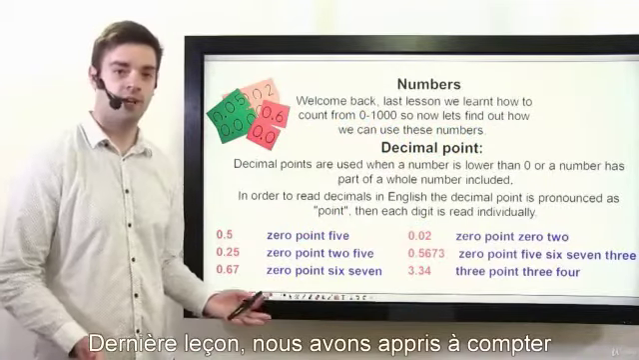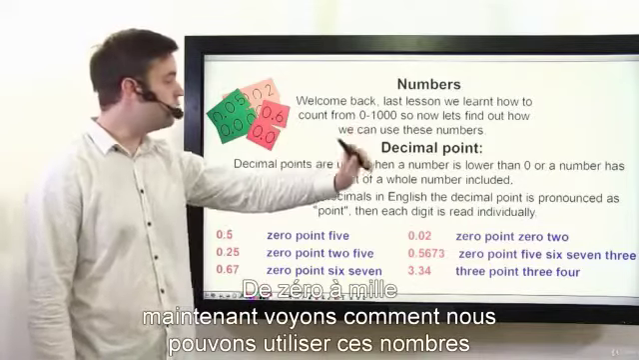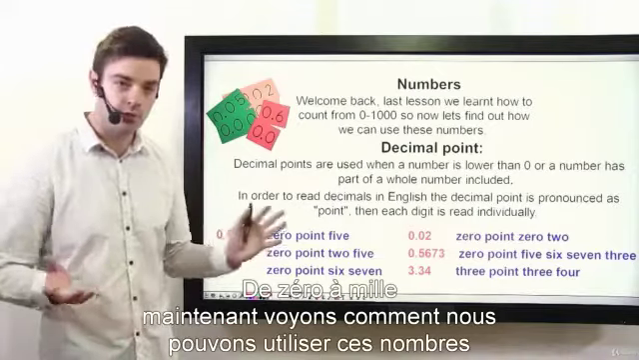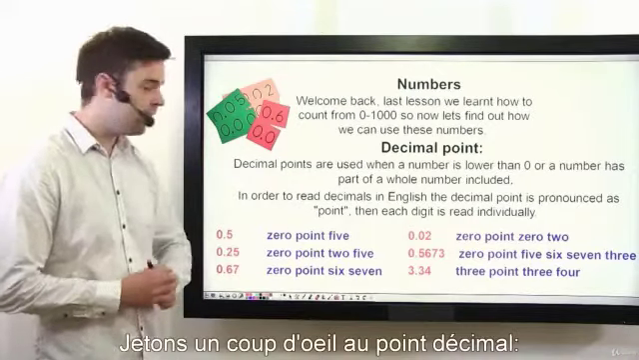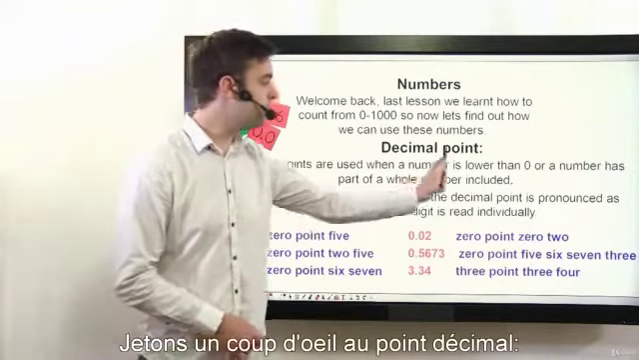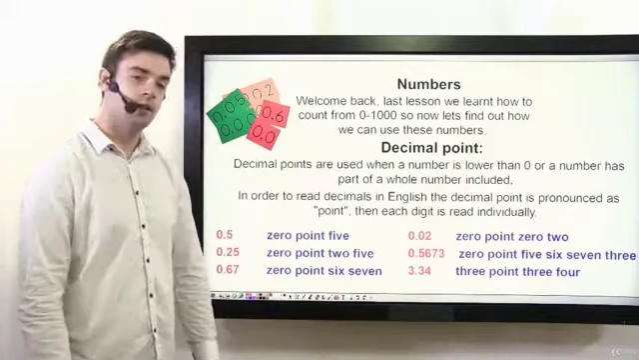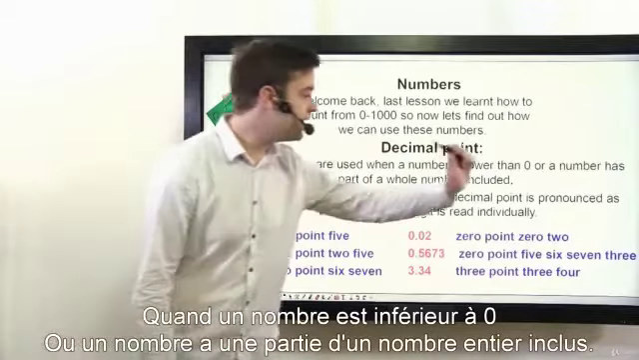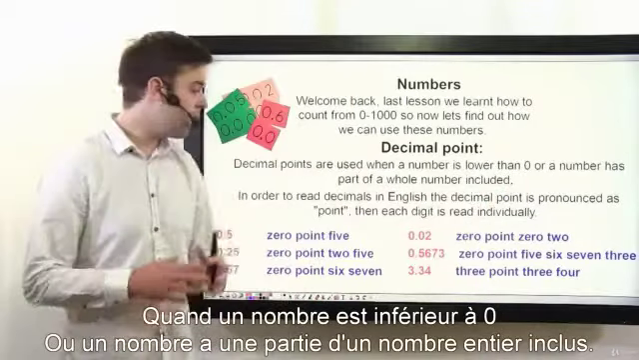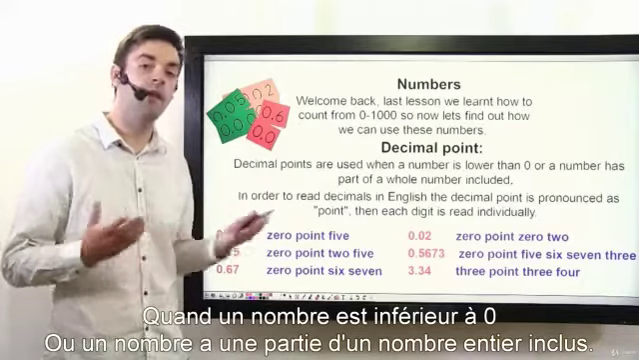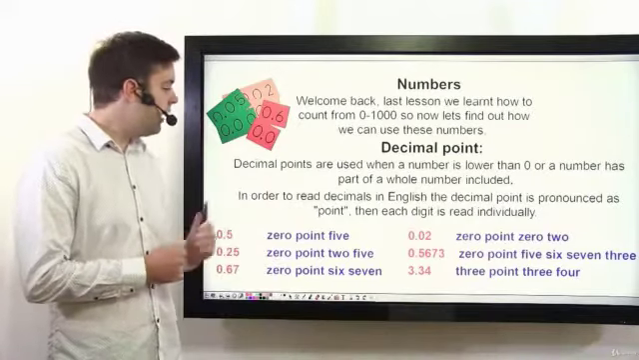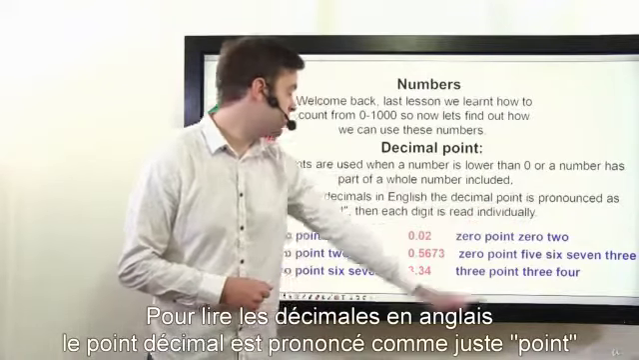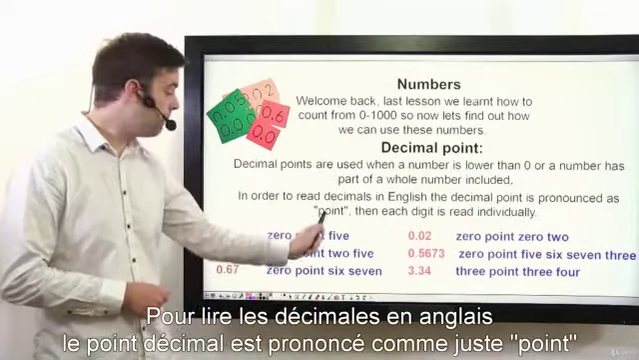Last lesson, we learned how to count from 0 to 1000. So now let's find out how we can use these numbers. Let's have a look at decimal point. Decimal points are used when a number is lower than 0, or a number has part of a whole number included. In order to read decimals in English, the decimal point is pronounced as just point.